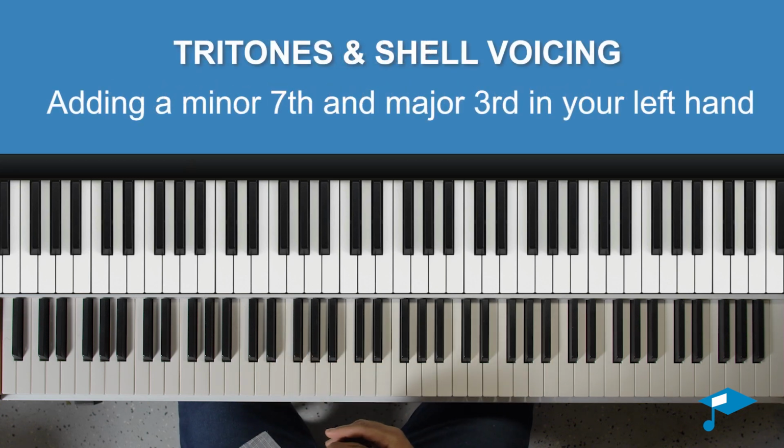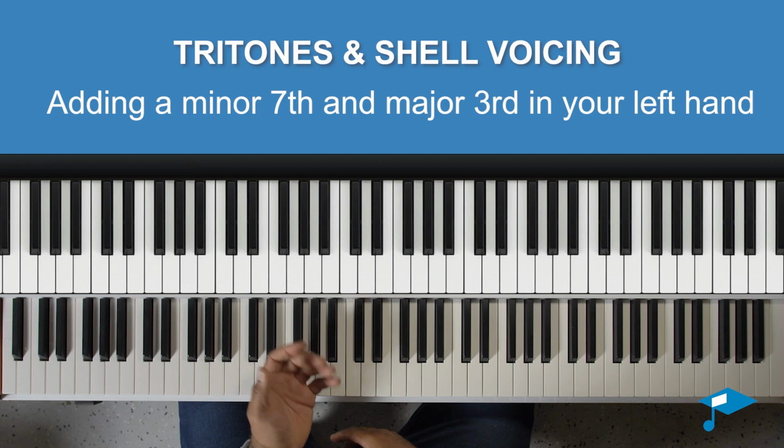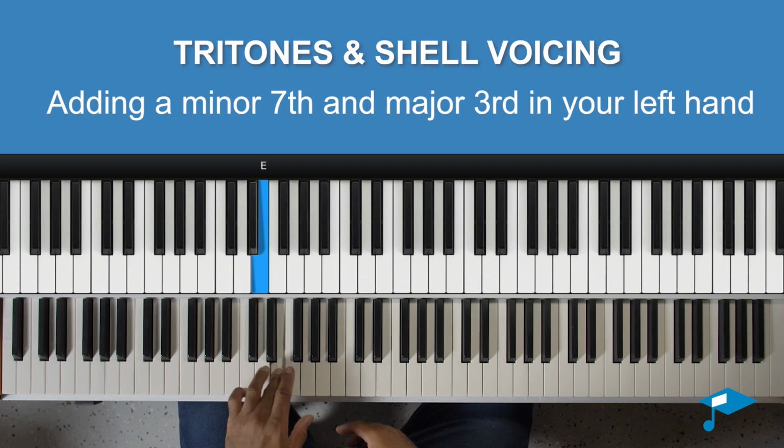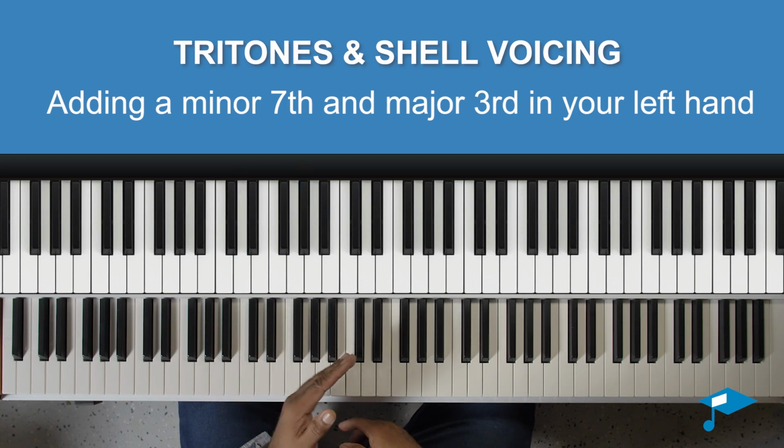Besides a dyad, another type of simple left-hand chord is something called a tritone or a shell voicing. A tritone is a set of 2 notes that are 3 whole tones apart. So for example, a tritone away from D: you go up a step, you get E, up another step, you get F sharp, another step, you get G sharp. So we have our tritone here. Inverting that, we have G sharp, go up a step, A sharp, up a step, C, and then D.